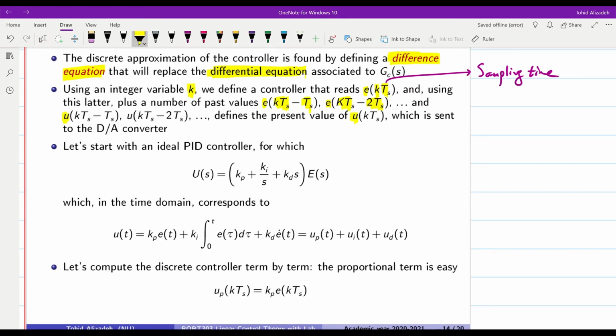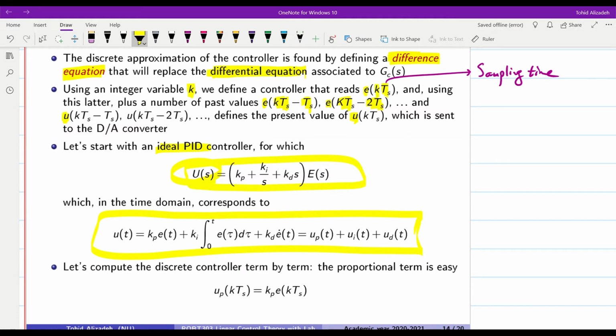Let's see how we can do it for the ideal PID controller. For the ideal PID controller, here we have the transfer function Kp plus Ki over s plus Kd times s, times E(s), which gives us the control signal. In the time domain, we have the expression, as you can see here. So we have Kp times e, the proportional part, Ki times the integral of the error from 0 to t, which is the integral part, plus Kd times e dot, which is the derivative part. And they are considered as up, ui, and ud for the proportional, integral, and derivative parts.